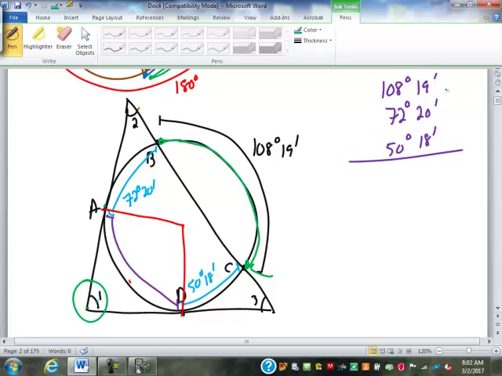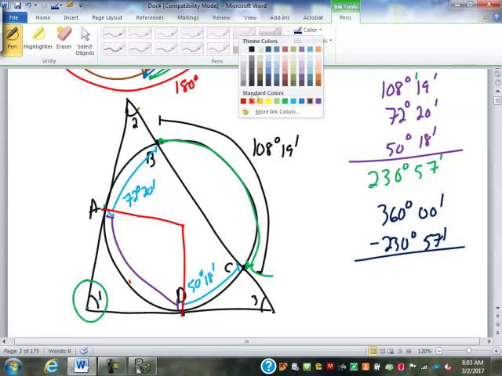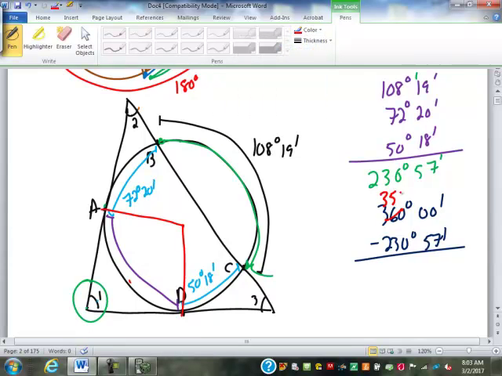So we've got to add these all up. We get 17, that's 57 minutes. 0, carry the 1, 8, 13. 230 degrees, 57 minutes. And we'll subtract that from 360, the whole circle. So 360 degrees, 0 minutes, minus the 230, 57. So we'll borrow here to make this 359 and 60. So we've got 3 minutes and 129 degrees. If we know that's 129 degrees, 3 minutes, this central angle is also 129 degrees and 3 minutes.